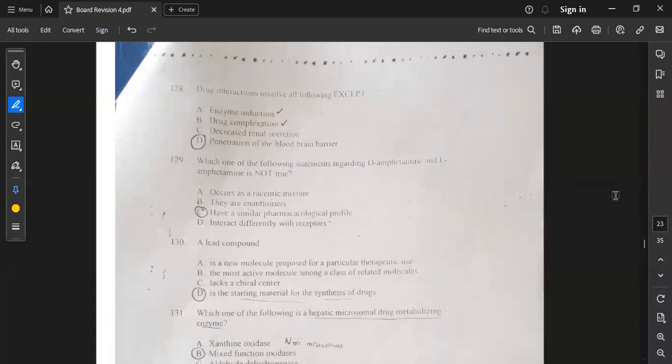For drug complexation, I don't know if that can be explained in simple terms. Decreased renal secretion, and penetration of the blood-brain barrier. So let's please give our opinions on this question, and also we can summarize enzyme inducers and enzyme inhibitors while we are at it.